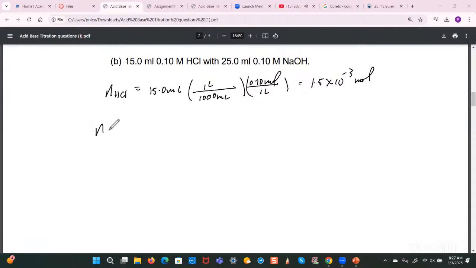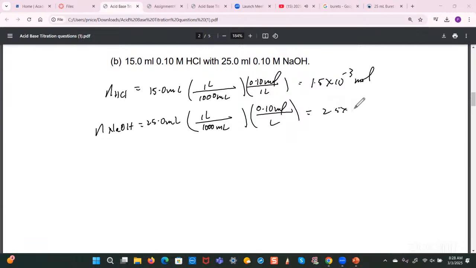Number of moles of sodium hydroxide, right? How do we do that? 25.0 mLs, convert to liters, 1 liter over 1,000 mLs. And then we multiply by the molarity, which is also 0.10 moles per liter. And this will give 2.5 times 10 to the minus 3 moles. All right? Okay, next step, based on what we did before.